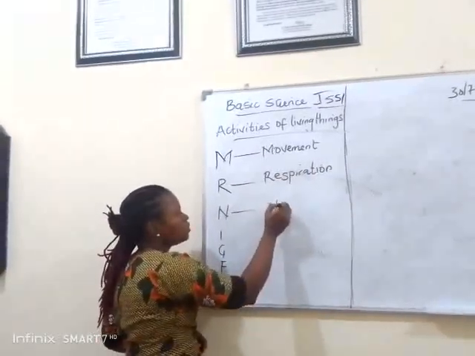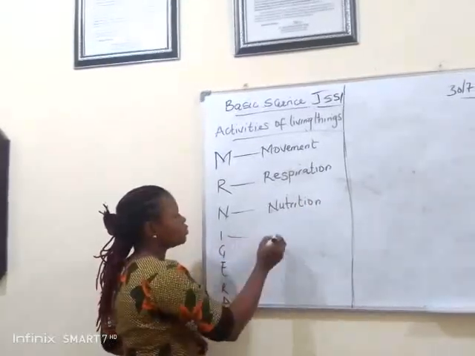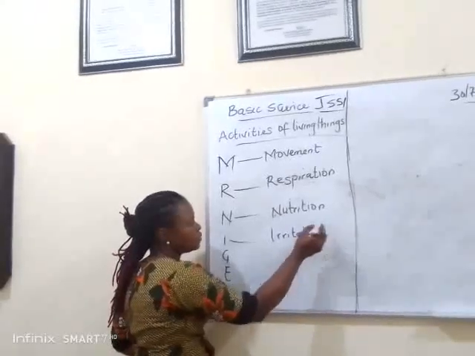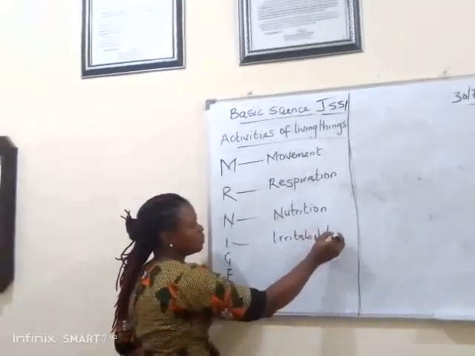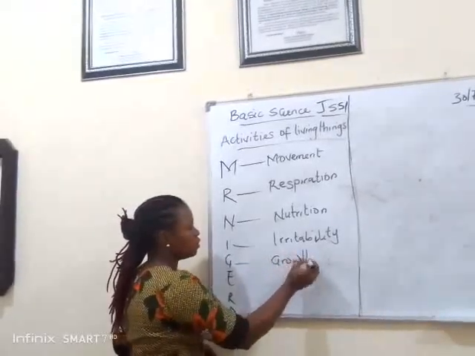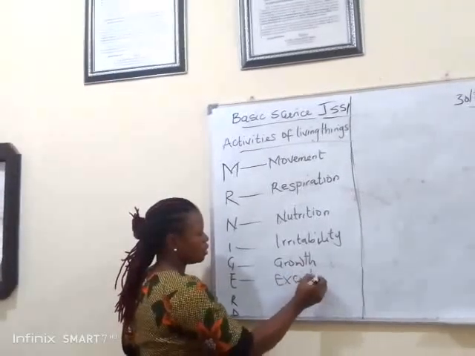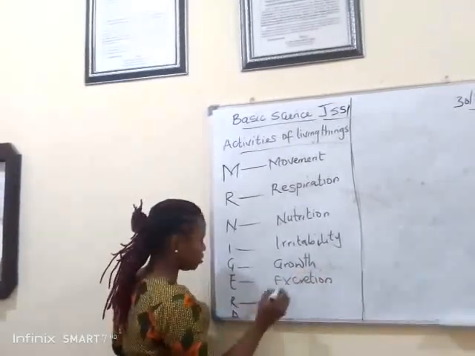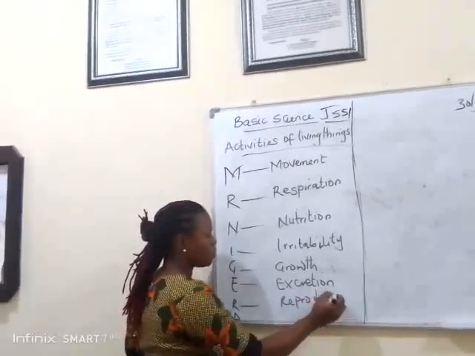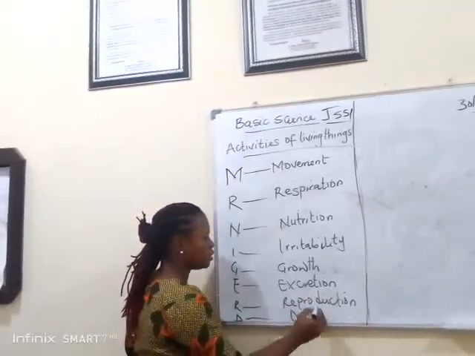The third one is nutrition. The fourth one is irritability. The fifth one is growth. Number 6 is excretion. 7 is reproduction. And the last letter represents death.